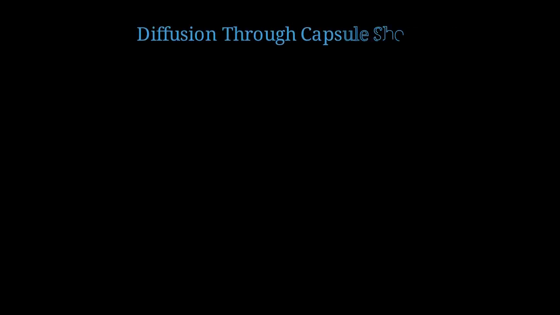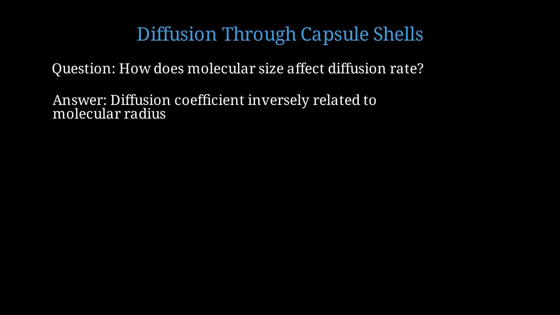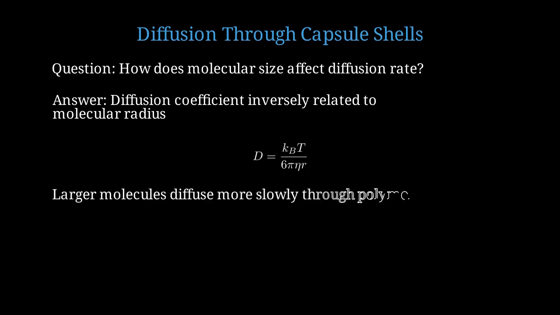Now let us examine the fundamental transport process, diffusion through capsule shells. An important question arises: how does the size of the drug or active molecule affect its diffusion rate through the shell? The answer comes from the Stokes-Einstein equation. The diffusion coefficient is inversely proportional to the molecular radius. D equals Boltzmann constant times temperature divided by 6 pi eta r, where eta is viscosity and r is molecular radius. This means larger molecules diffuse significantly more slowly through polymer matrices, allowing size-selective release.